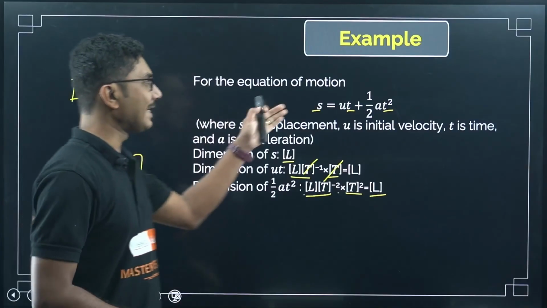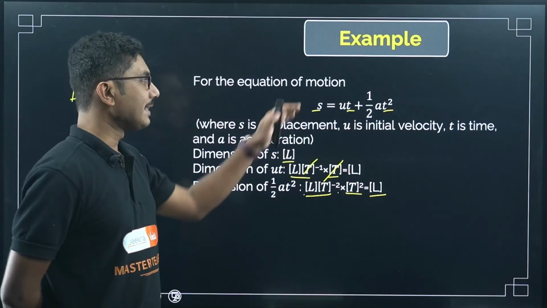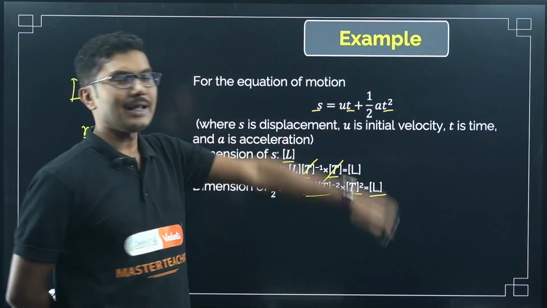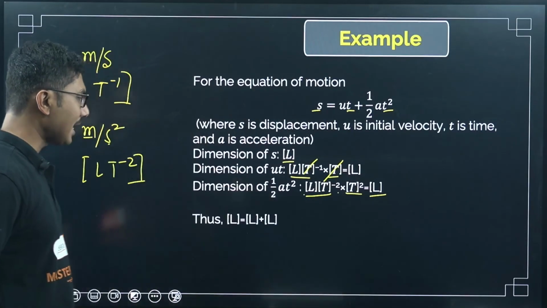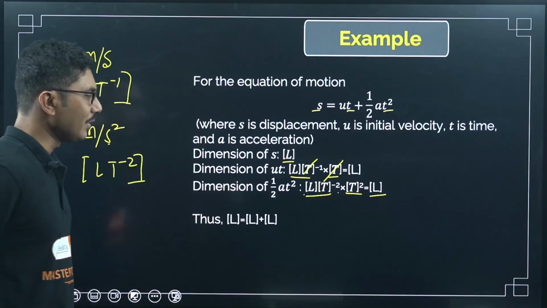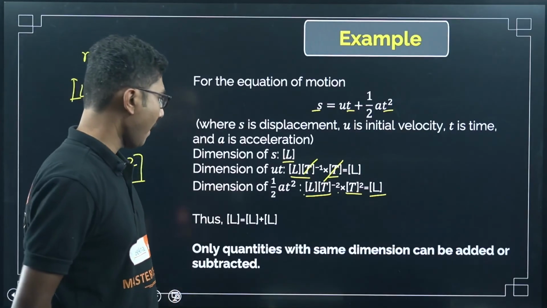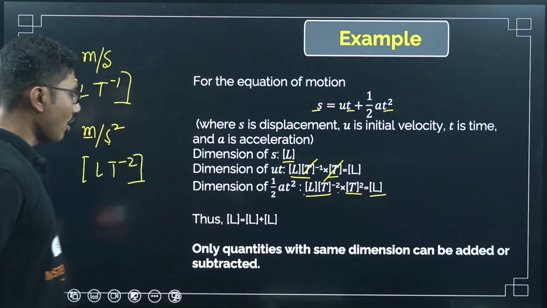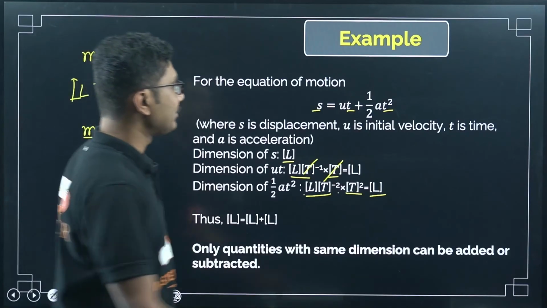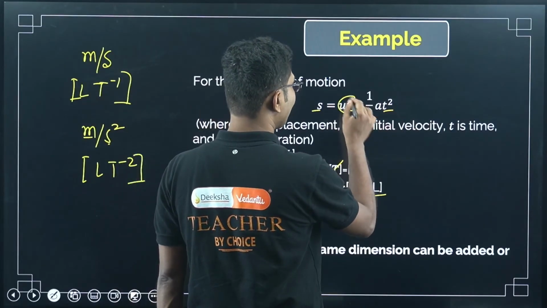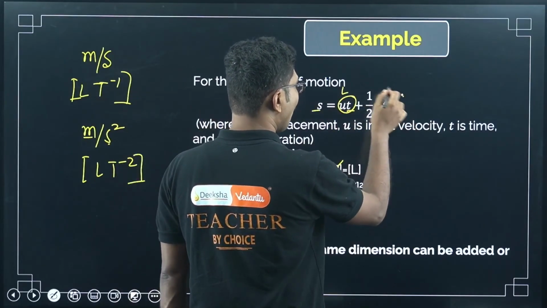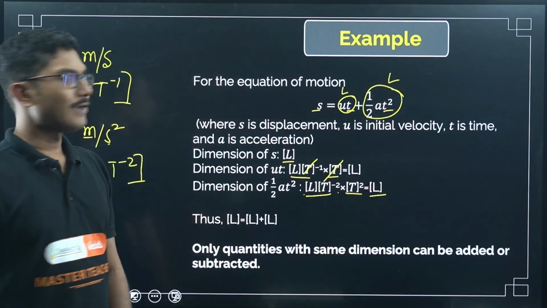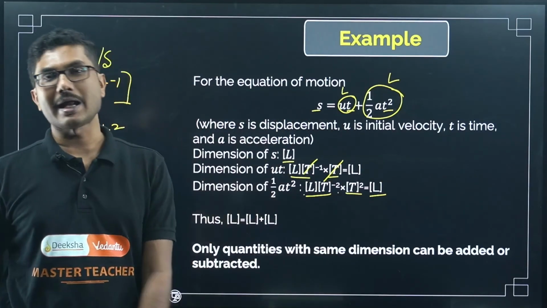So whenever I say it is dimensionally valid, that means this equation should have the same dimension on the left hand side and the same dimension on the right hand side. So thus L is equal to L plus L. Only quantities with the same dimensions can be added or subtracted. Very important. So on our right hand side, what is the dimension of this? It is L. What is the dimension of this? This is also L. So they can be added. If they don't have the same dimension, you cannot add them.